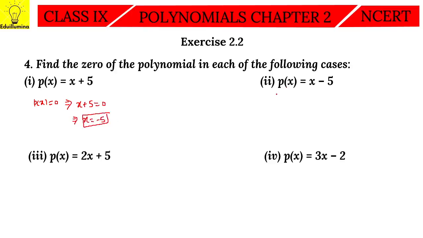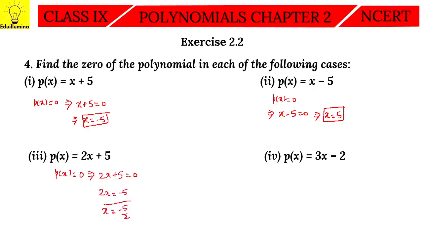And here p of x equal to x minus 5. So putting p of x equal to 0, we will get x minus 5 equal to 0, and from here x equal to 5. So therefore x equal to 5 is the 0 of the given polynomial. And the third one is p of x equal to 2x plus 5. Now putting p of x equal to 0, which implies 2x plus 5 equal to 0. So 2x equal to minus 5 and x will be equal to minus 5 by 2. So x equal to minus 5 by 2 is the 0 of the given polynomial.